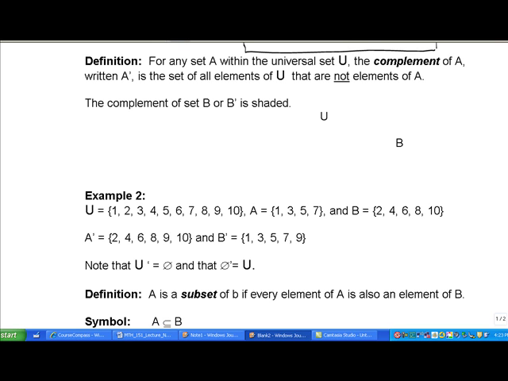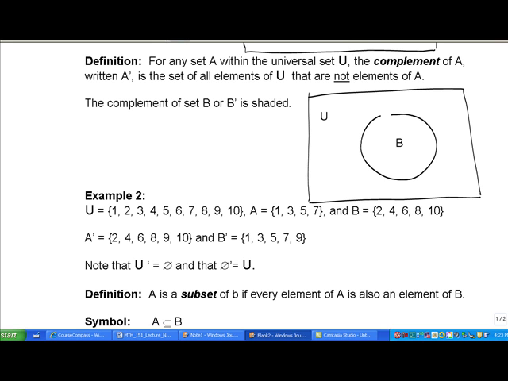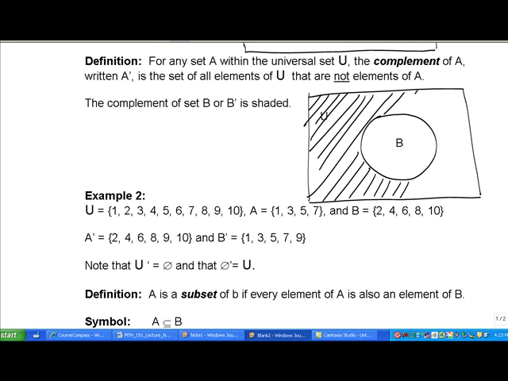Okay, for any set A within the universal set, the complement of A, which is written A with an apostrophe, or you can think of it as an accent mark, is the set of all elements of U that are not elements of A. So the complement of B, if I have my universal set and there's my set B, would be everything, or B prime. Very often we call that a prime, the apostrophe or the accent mark in math. B prime would be everything outside of B, everything in the universal set which is not in set B.